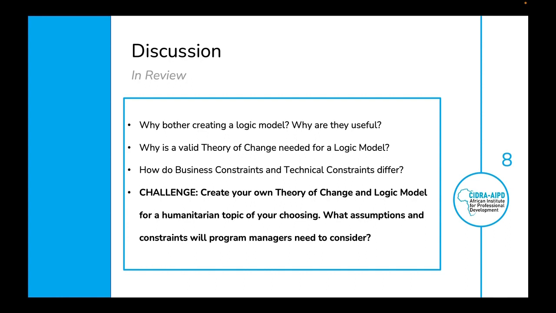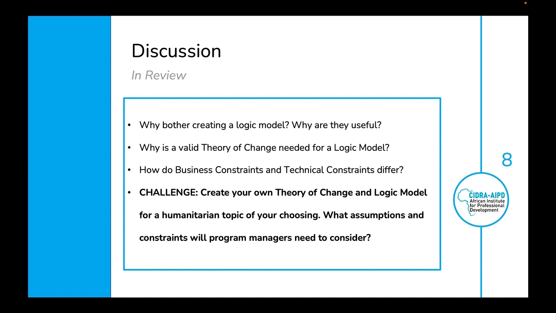Why is a valid theory of change needed for a logic model? Answers could really range, but essentially a logic model is only as strong as a theory that backs it up. If you're looking at a logic model, it flows from the inputs all the way to the goals. But if the inputs and the actions don't actually line up with the goal at hand, then it's not going to be a successful model. It's not going to be a successful program.